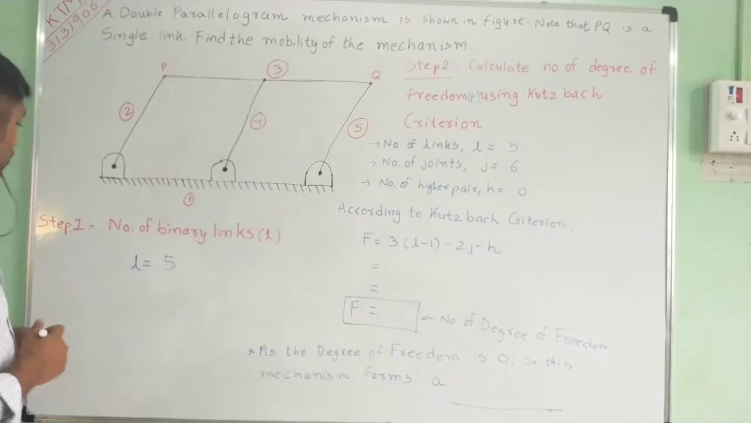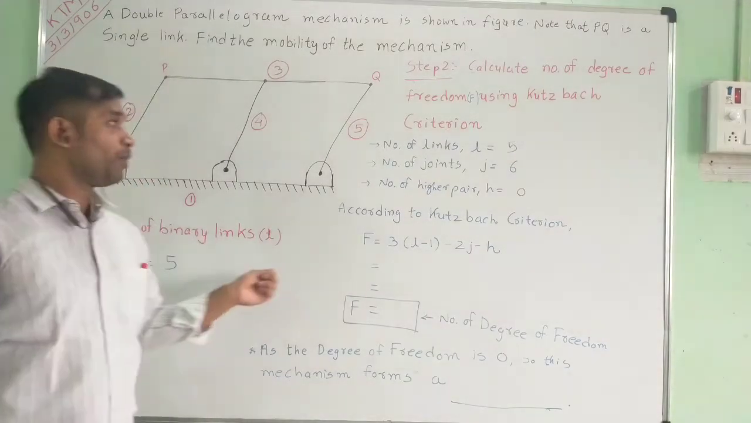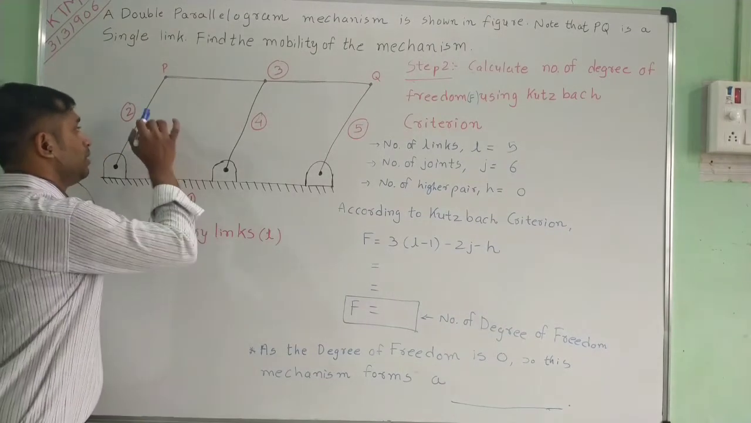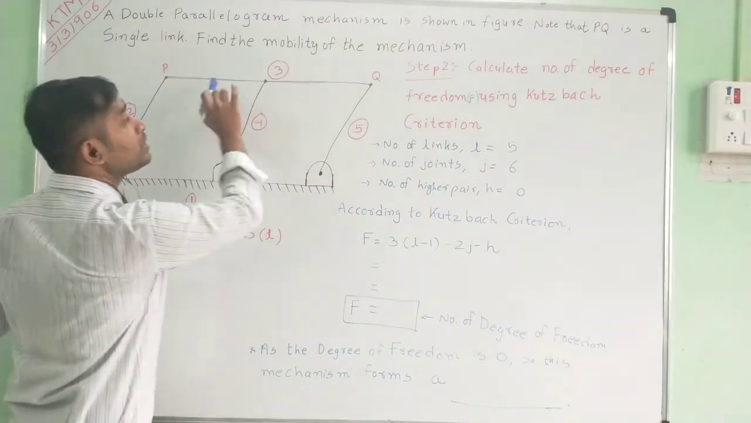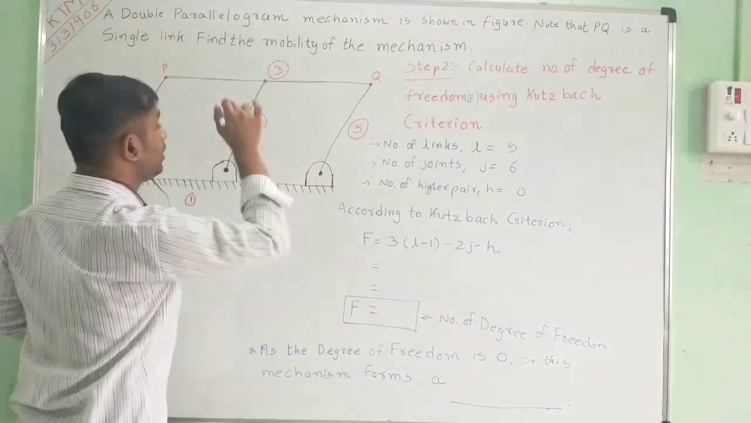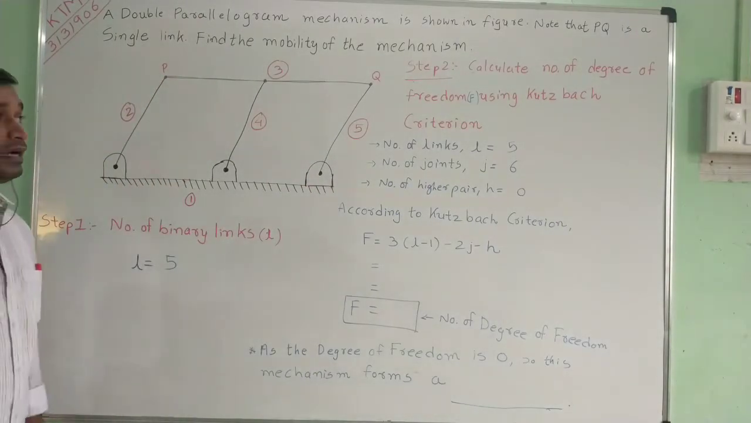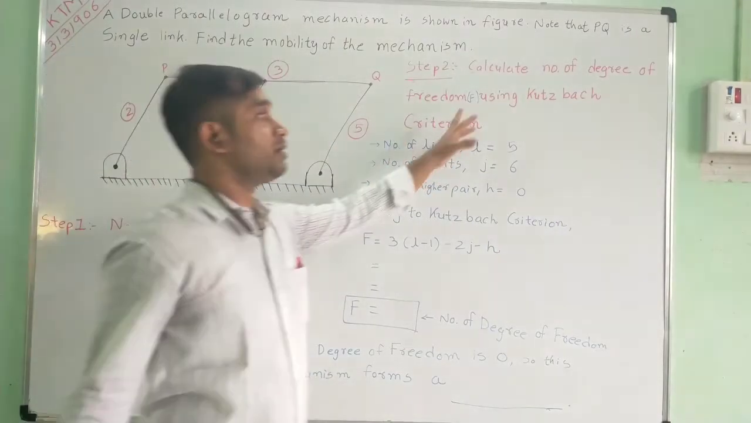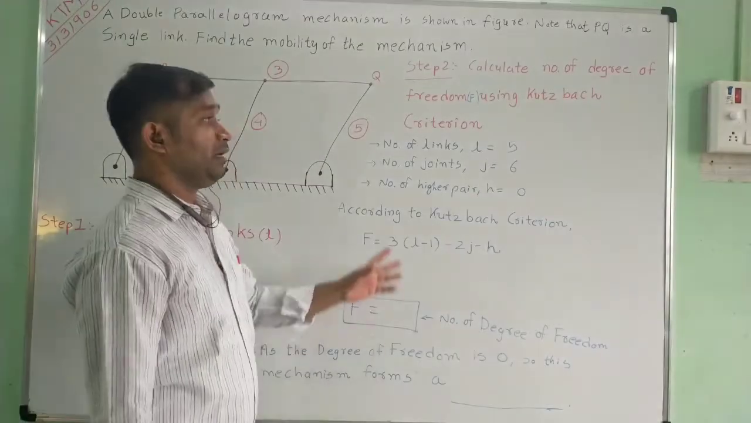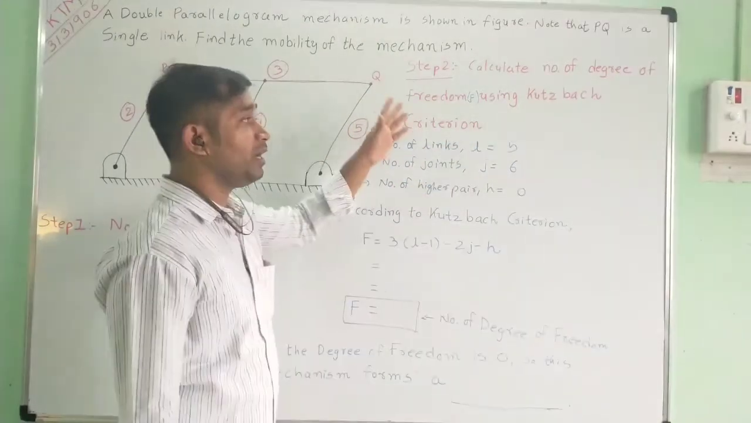So now, what is step number 1? The number of links. How many links are in the mechanism? Number 1 is the fixed link, number 2, number 3, not PQ, it is a single link, so 3, and this 4 link and 5 link. So the number of links is 5. Now step 2, calculate the number of degrees of freedom using the Kutzbach criterion. That is the most fundamental equation to find the degree of freedom.